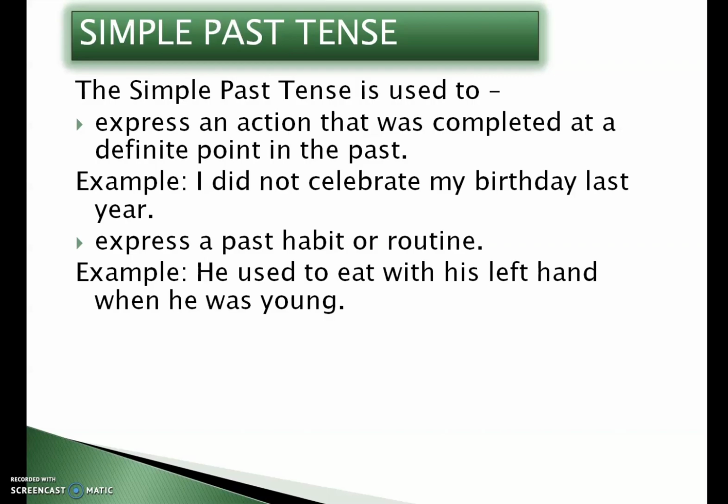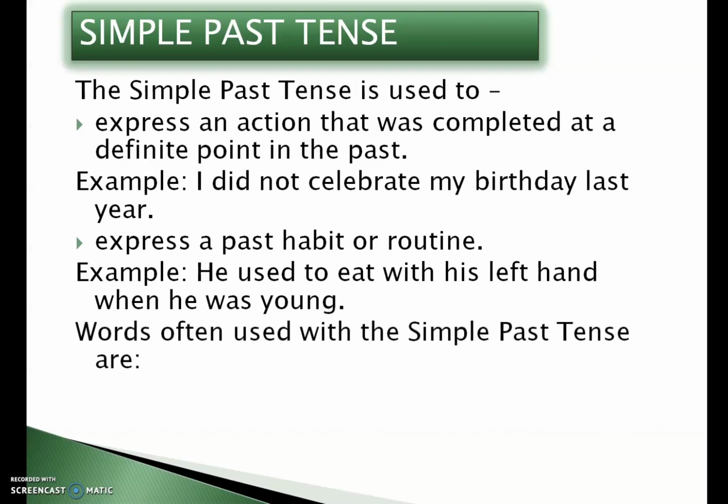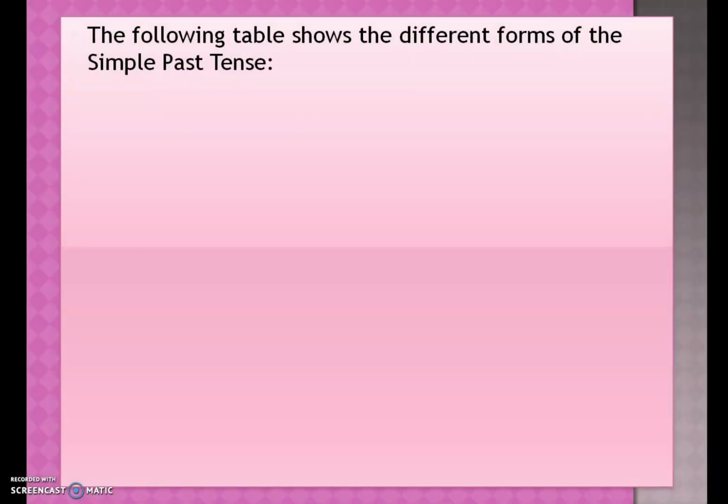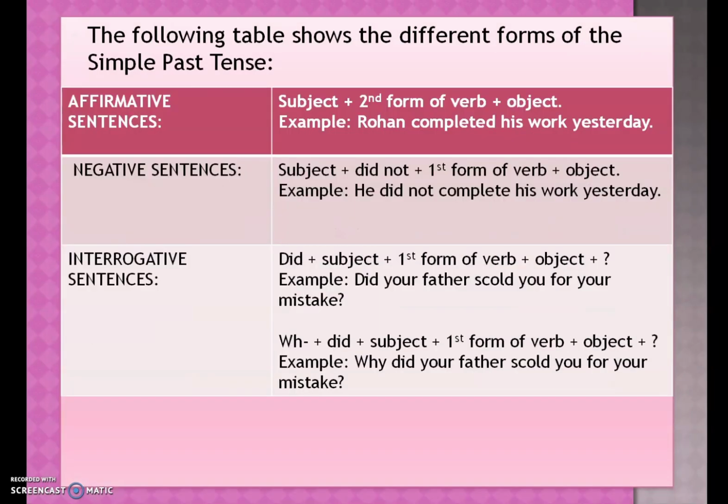Okay, so whenever we want to express a habit that was in the past, then we are going to use simple past tense. So words often used in simple past tense are yesterday, ago, last. So whenever you see the word yesterday, ago, last, you mean that you are using a simple past tense sentence. Or you can use yesterday, ago, last in your sentence while speaking in order to make the simple past tense understood. Now this table is very important, which shows the different forms of simple past tense.